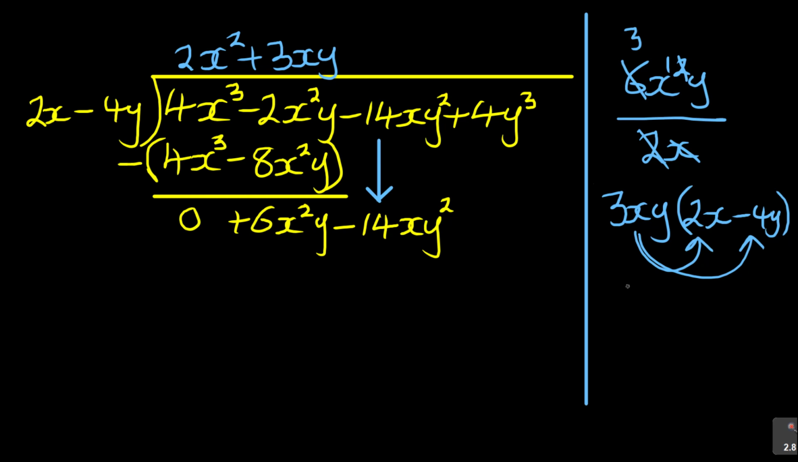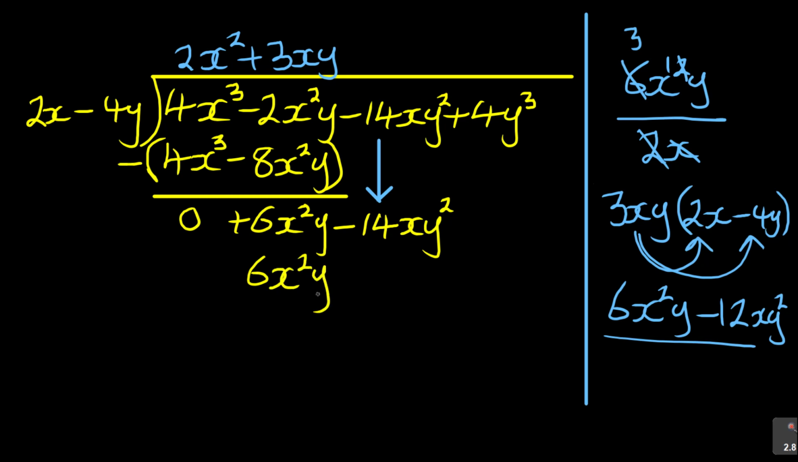3 times 2, it's 6. X times x, it's x squared. And then there is a y along there. Minus 3 times 4, it's 12. Xy times y, it's x, but look, y is now a squared. It's trying to match everything. You'll see what is done. So you take this guy and write it down there, which is 6x squared y minus 12xy squared. Do you see how perfect it is coming?